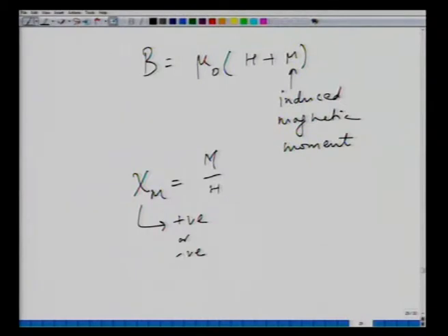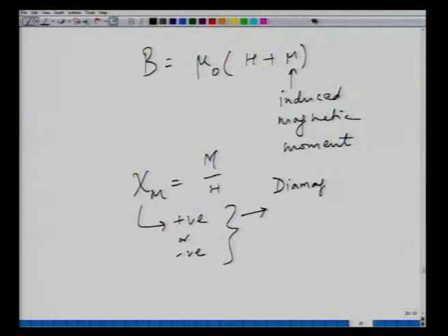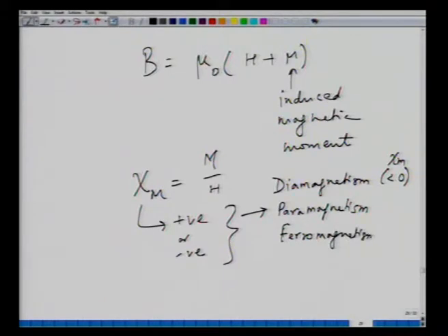However, unlike dielectric materials, this can be both positive as well as negative, and depending upon what sign it has, magnetism has various categories. Based on that we define magnetism into diamagnetism, which has negative susceptibility, and then paramagnetism, ferromagnetism, ferrimagnetism, and then antiferromagnetism.